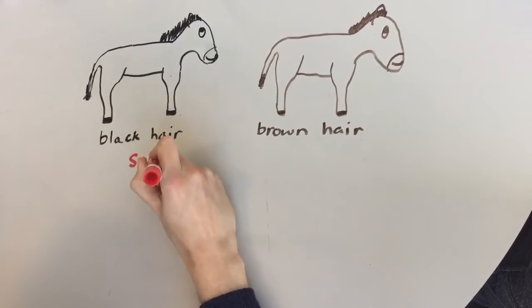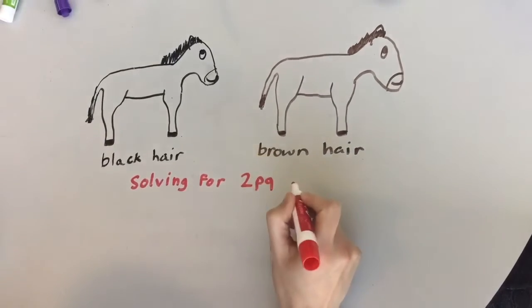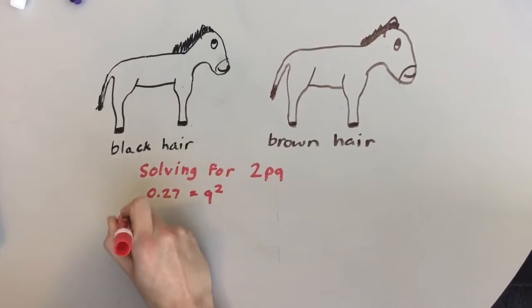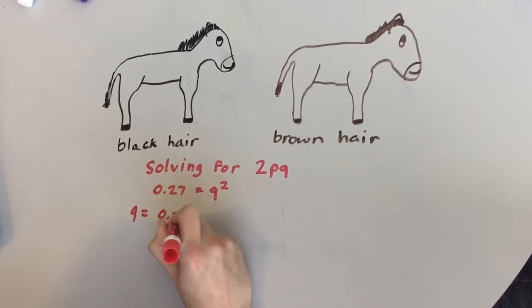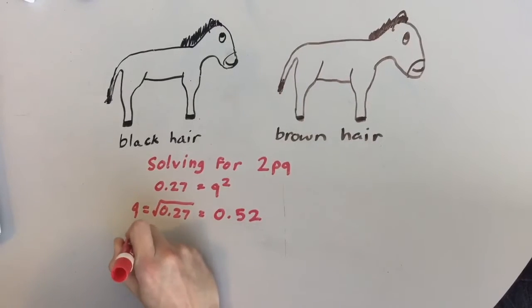In a population of horses, brown hair is dominant over black hair. If 27% of the population has black hair, what percentage of the population is heterozygous for the hair color trait? For this problem, we are trying to solve for 2pq. To find this, we first need the values of p and q.